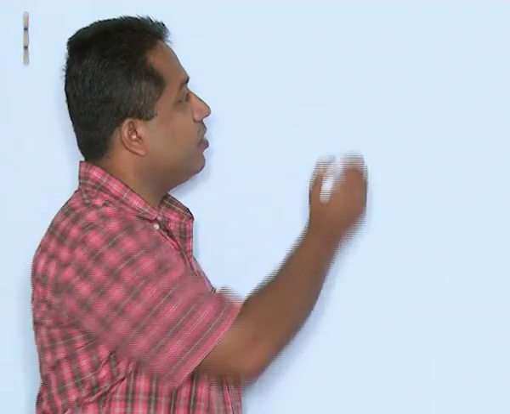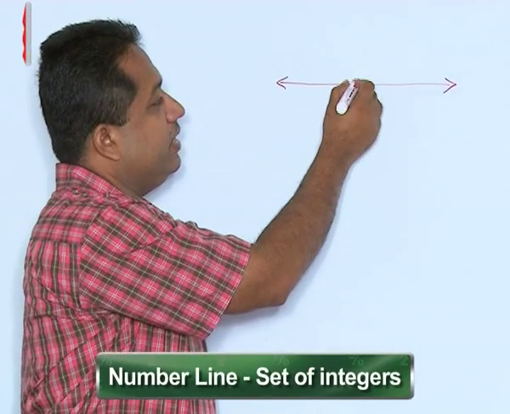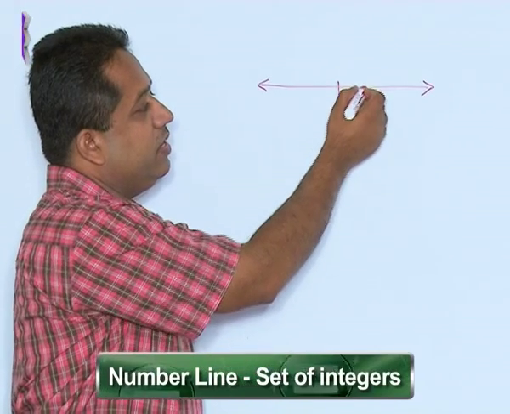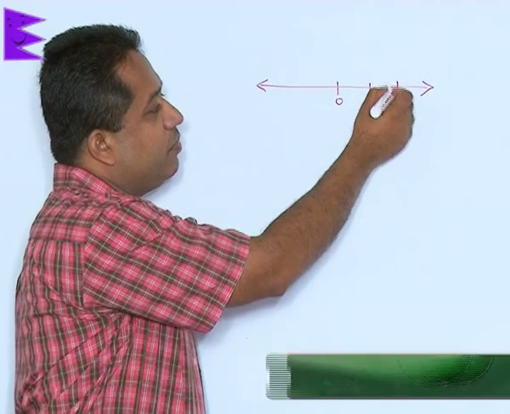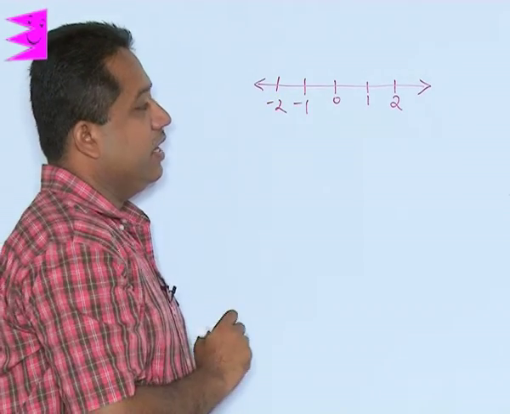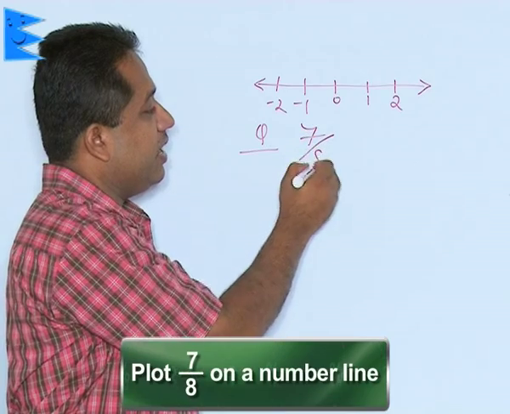Representation of rational numbers on a number line. Now, we are already aware of what a number line is. A number line is a set of integers. You have 0 here in between, and you have positive numbers on the right side and negative numbers on the left side. Now, suppose you are given a question that we have to plot 7 upon 8 on the number line.